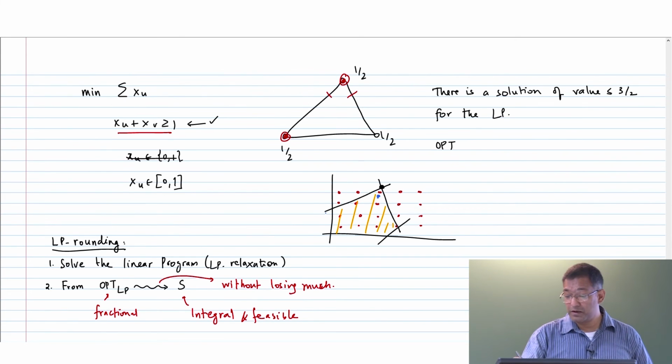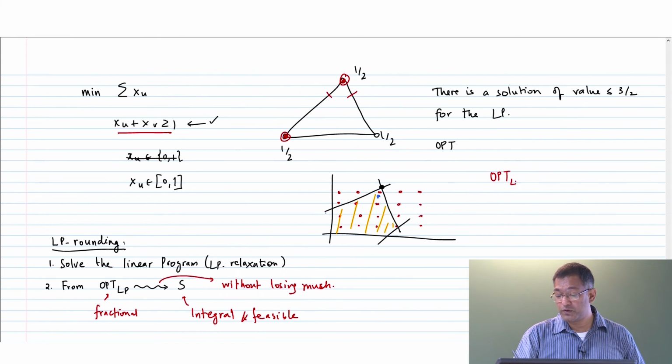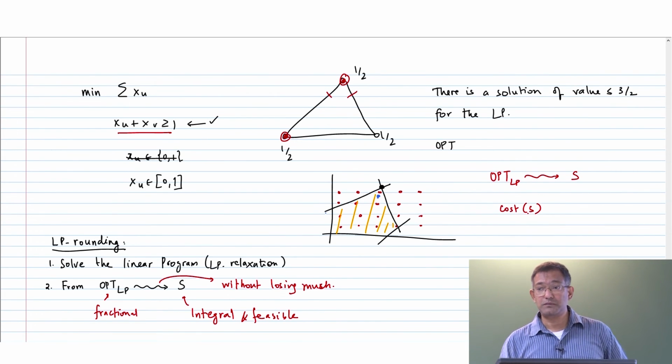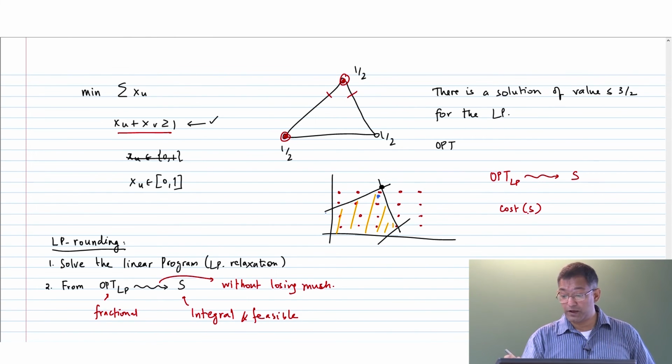Okay. So, what does that mean? You have the optimal solution to the LP. What we are going to do is to produce a solution S so that the cost of S is not much more than the cost of the LP. So, cost of S is at most alpha times the optimal solution to the LP.